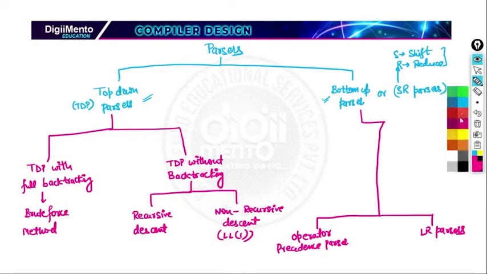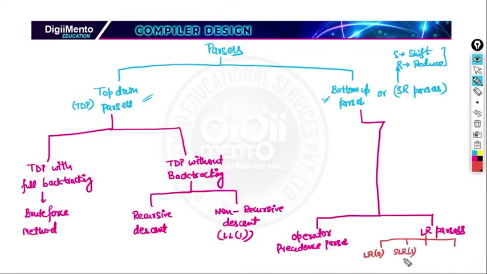LR parsers are very important. In LR parsers we have four types of parsers: one is LR0, another one is SLR1, third one is LALR1, and fourth one is CLR1, which is also known as LR1. Clear?